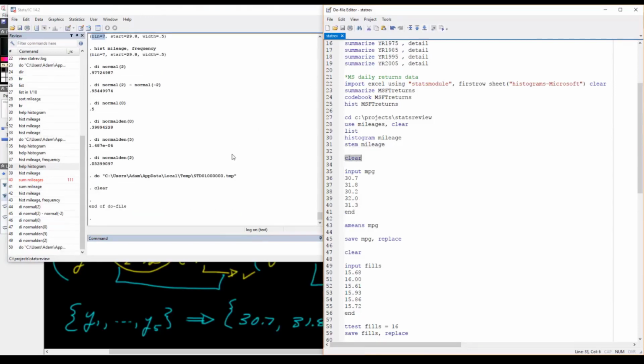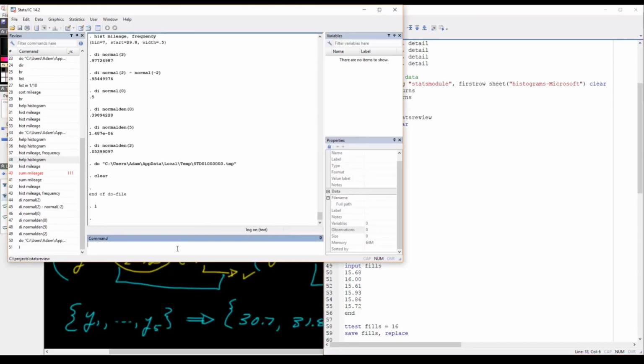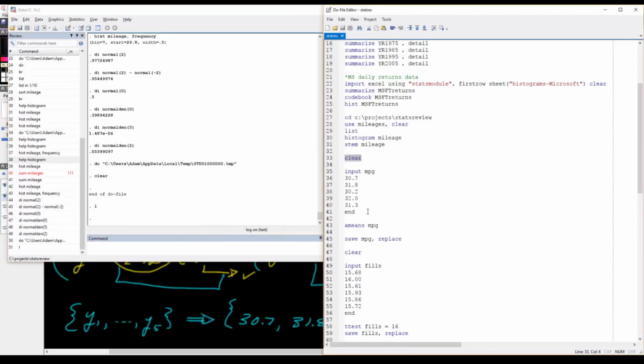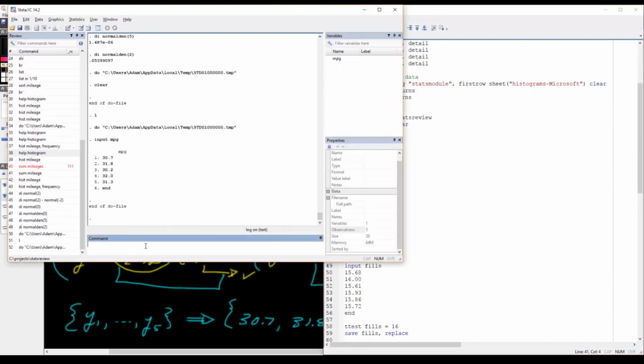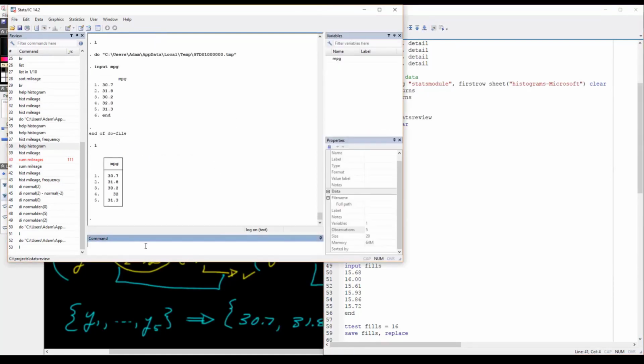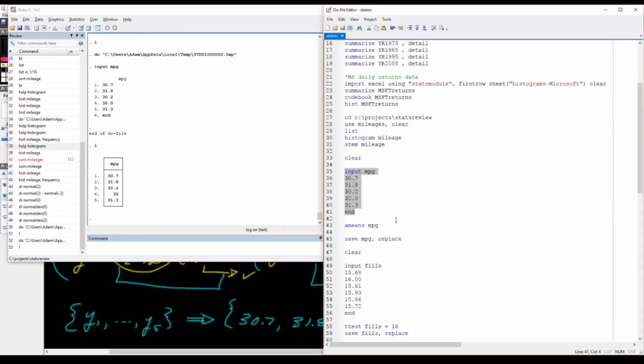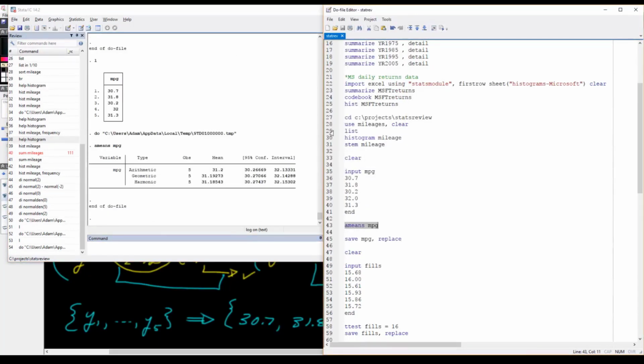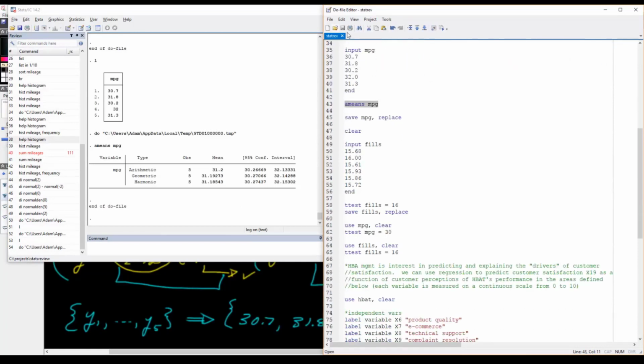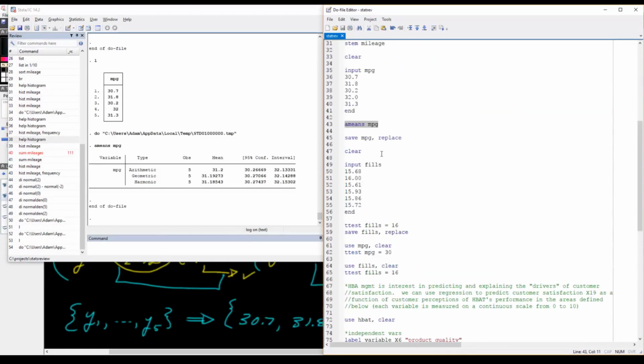So I'm going to clear the data in memory. If I type in list, I don't get anything, and I'm going to run this portion of the program. It just says input this variable. These are the values of that variable, end. So this is like a baby program within a program. And now when I list, I've got my 5 miles per gallon, and I can estimate that confidence interval by using the command means, miles per gallon. And that's that. I know, how easy.